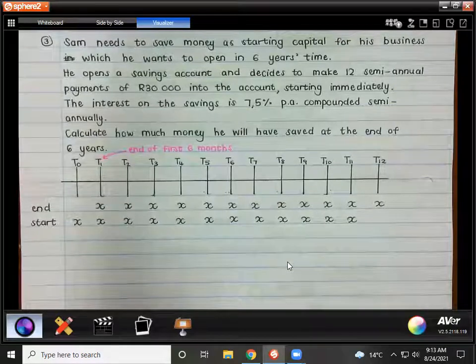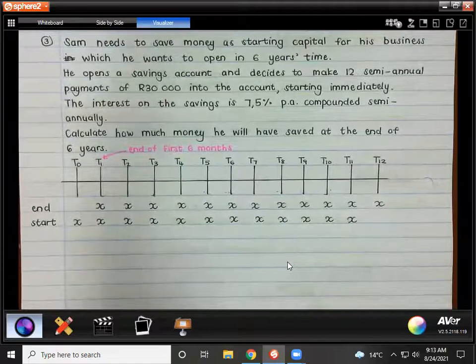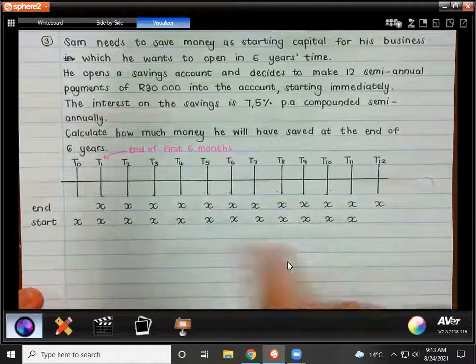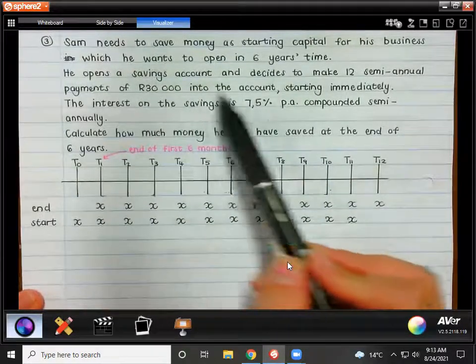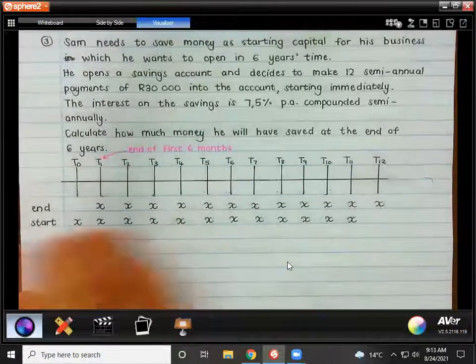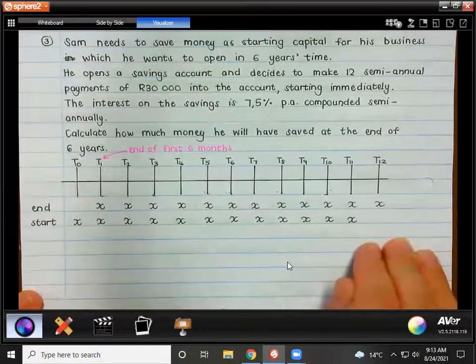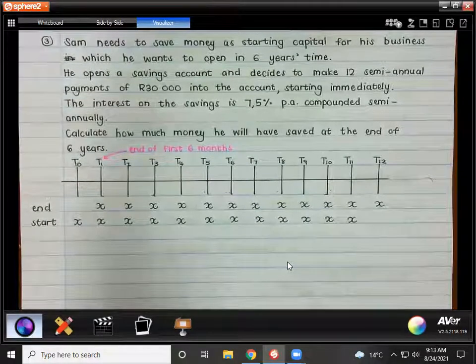Is he going to make another payment at the end of the time period if he's paying at the beginning of each 6 months? No. So he's still making 12 payments altogether. It's written there: decides to make 12 semi-annual payments of 30,000 Rand into the account starting immediately. But what I want you guys to notice is that in the second row here, what is actually happening, he's definitely going to earn more interest than in the first case. Is that clear? How much more interest will he earn?